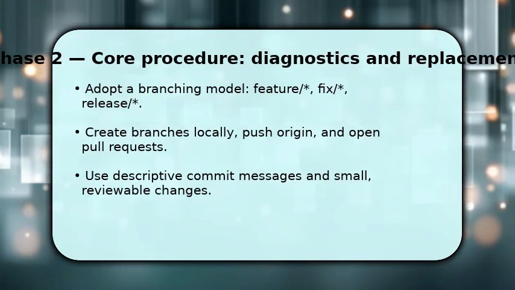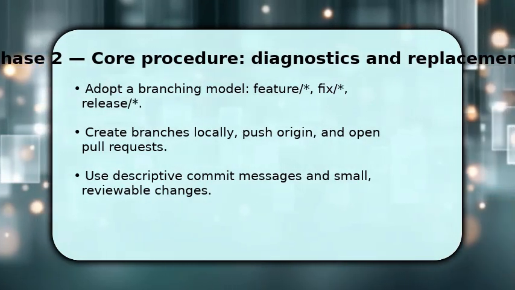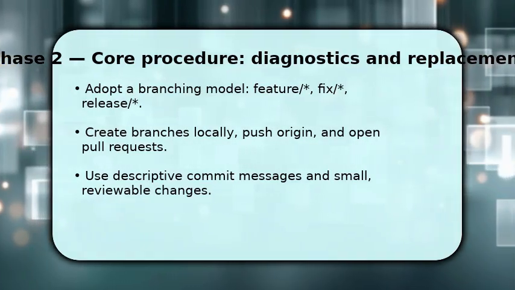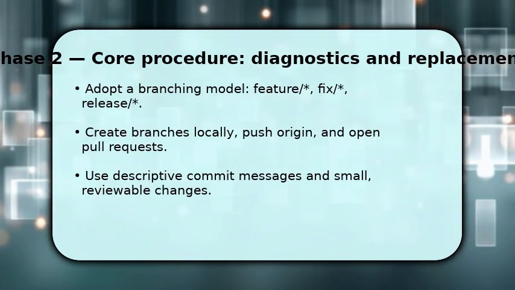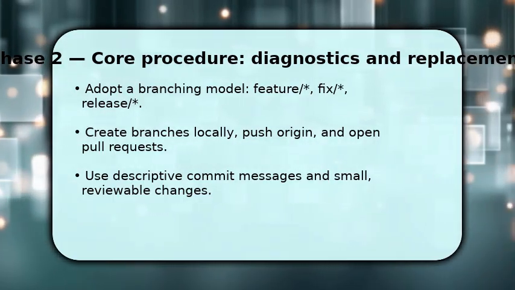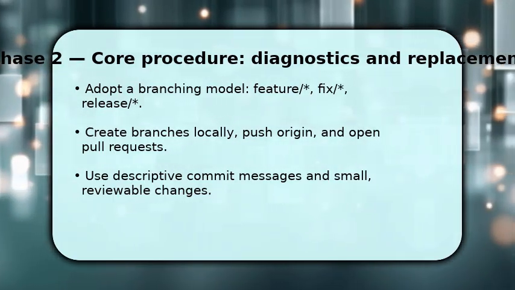You now follow an agreed workflow. Create a feature branch for each task and push it to origin. Open a pull request with a clear description, link any issue numbers, and assign reviewers so the review step is explicit. Once reviewers comment, address feedback with focused commits.